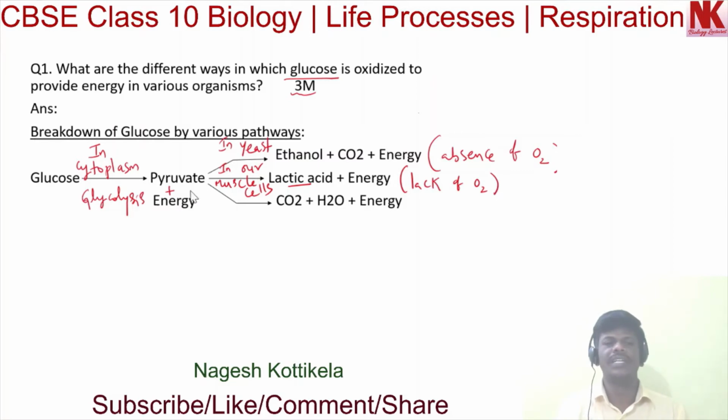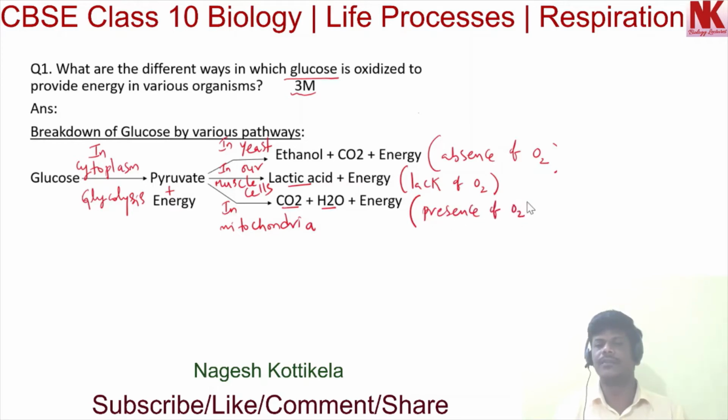Now, in mitochondria, the third condition, pyruvate is breaking down into carbon dioxide and water. This is complete breakdown. This is complete oxidation of pyruvate. So these are the end products. This is called aerobic respiration. This is in presence of oxygen. So, this is how glucose will break down into different products in different pathways and energy is released during the process.